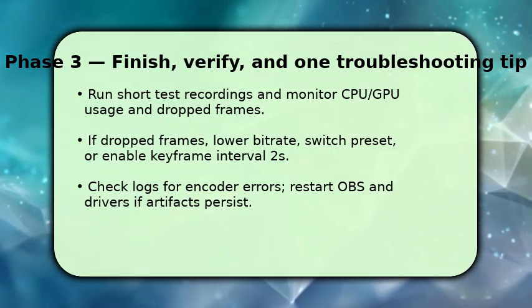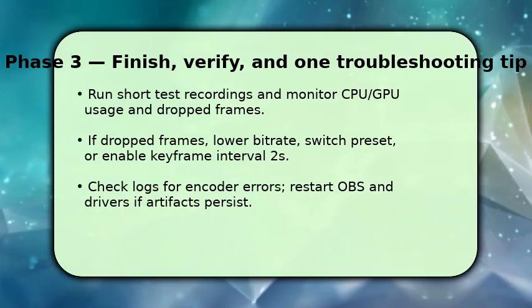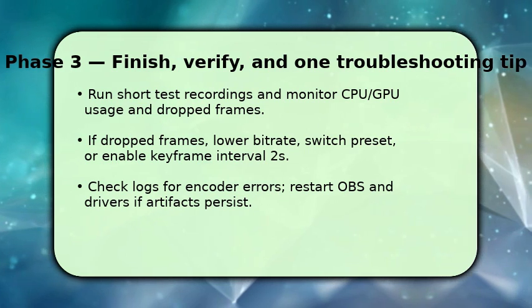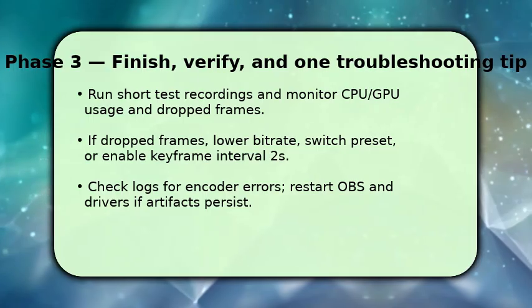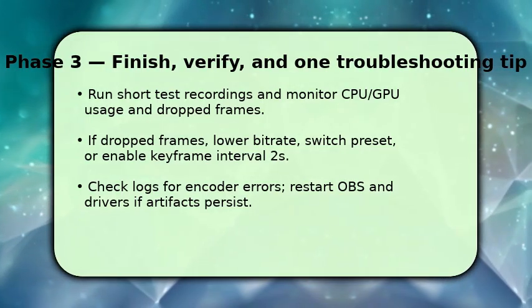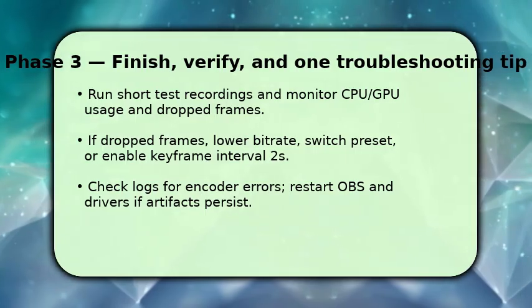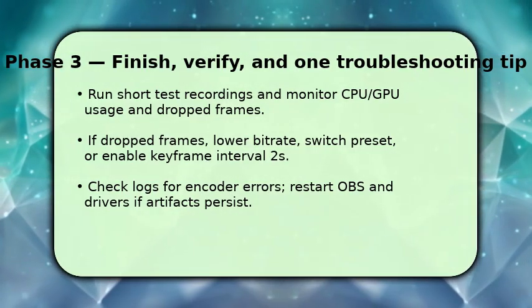If you see dropped frames or stuttering, lower bitrate, choose a faster encoder preset, or enable a 2-second keyframe interval for streaming. If artifacts or crashes persist, check the OBS log for errors, update or roll back GPU drivers, and restart OBS. Troubleshooting tip: duplicate the scene and disable sources one by one to isolate the culprit.